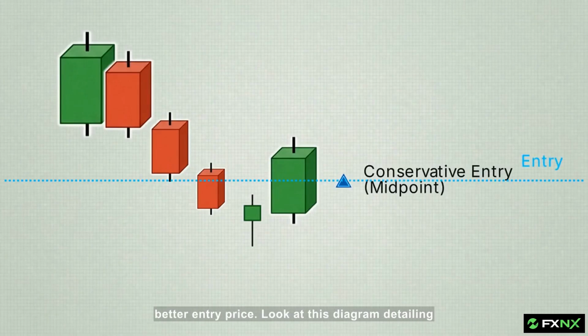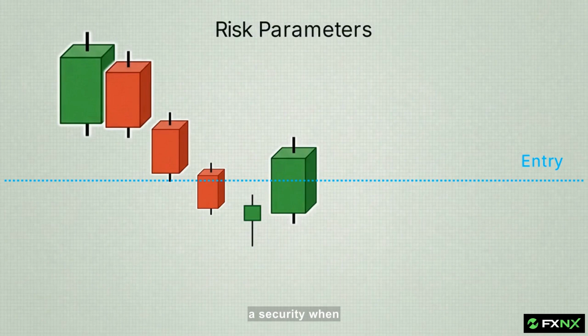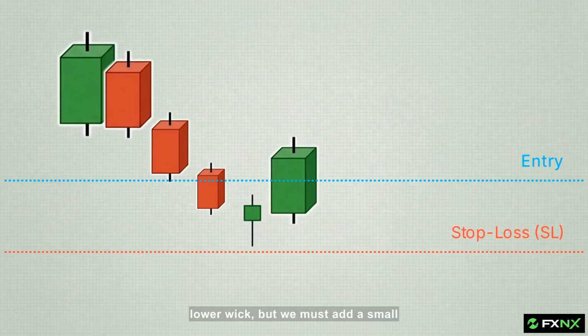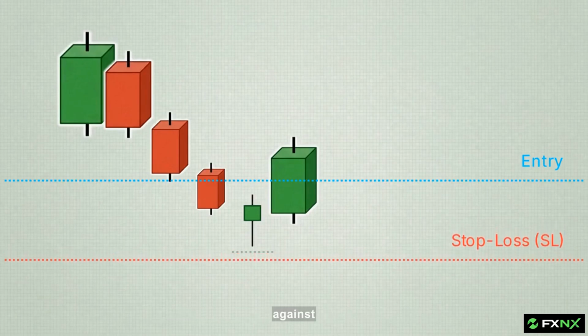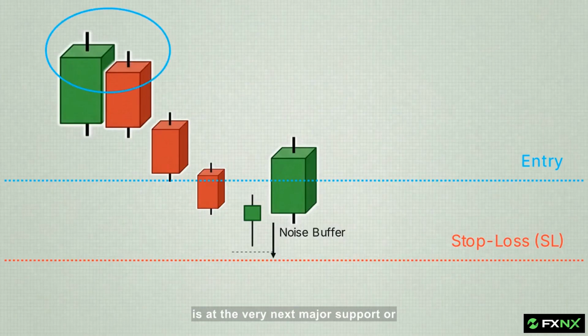Look at this diagram detailing the risk parameters. A stop loss is an automatic order placed with a broker to sell a security when it reaches a certain price. Here, we place it exactly at the extreme bottom tip of the hammer's lower wick. But we must add a small measured gap below that extreme low to protect against market noise. Next, you determine your target. The logical placement for a take-profit order is at the very next major support or resistance zone on the chart.